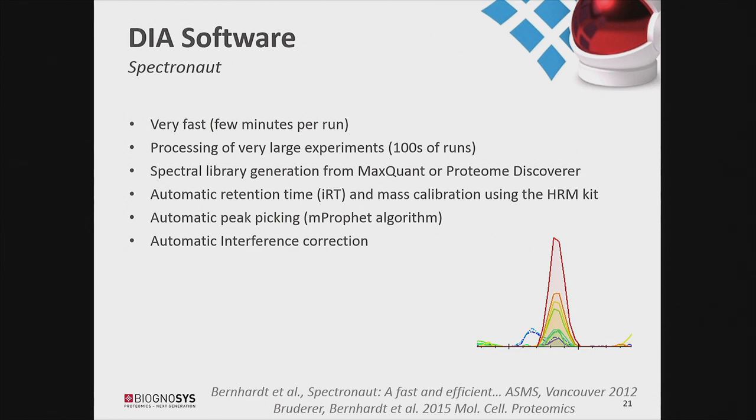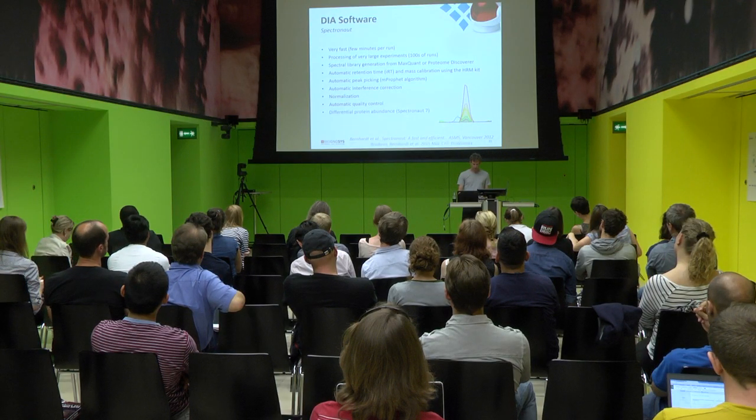We have an automatic interference correction. I have a slide about that later on. We also have label-free normalization incorporated, and we also have automatic quality control. Because you have to spike in the HRM kit, we can do quality control automatically. So you automatically have readouts about the LC and the mass spec without doing anything. You can just have a look at it after you analyzed your experiment.